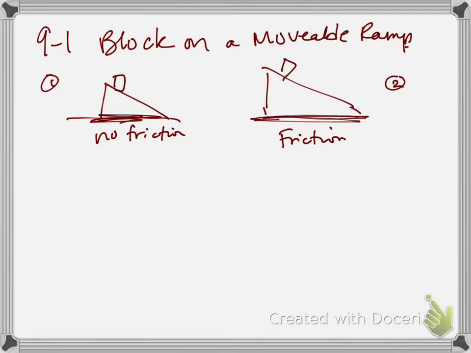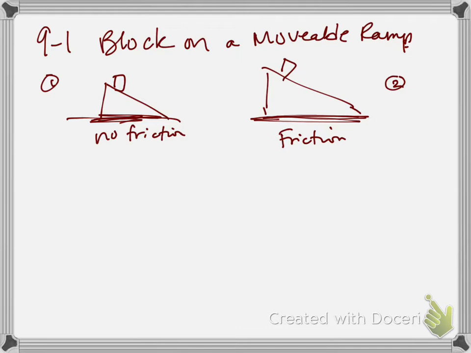The question says, indicate whether the speed of the block relative to the table when the block reaches the bottom of the plane is greater in trial 1 or trial 2. And we'll talk about what you need to say in order to get points. So let's talk about what actually happens in each of these cases.